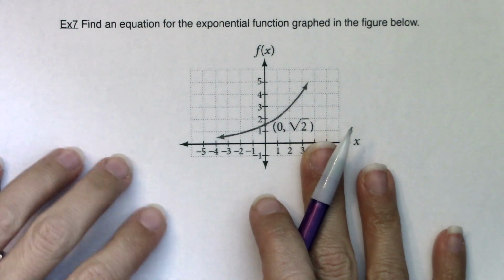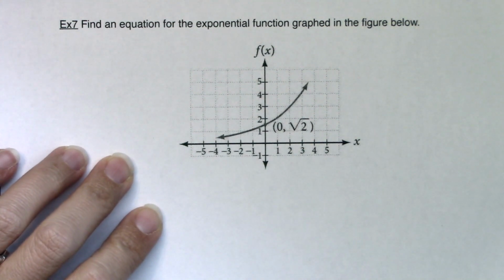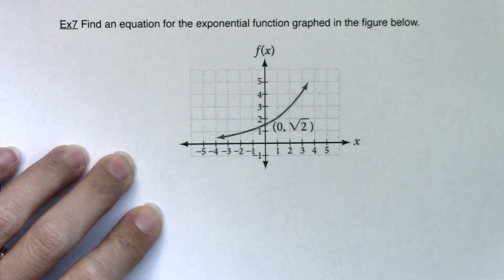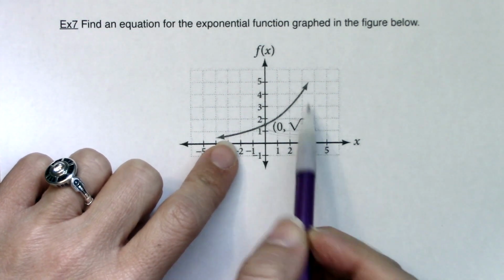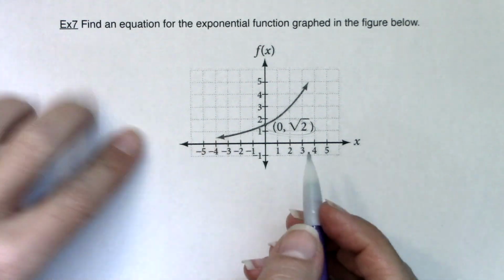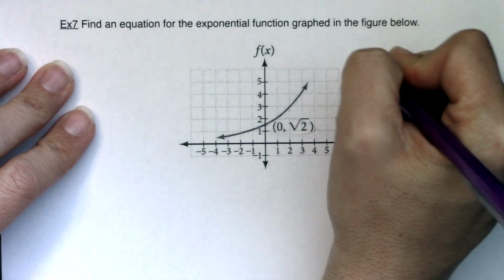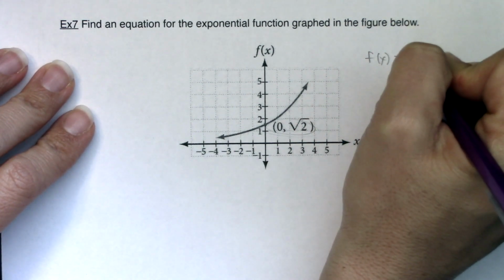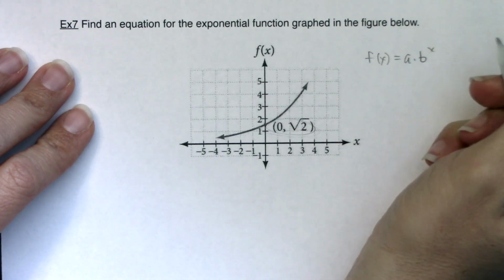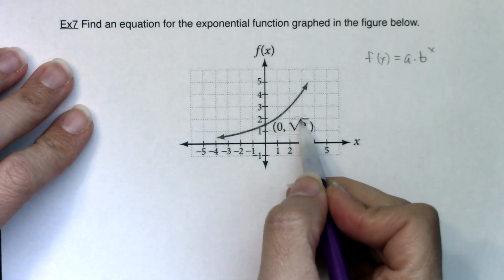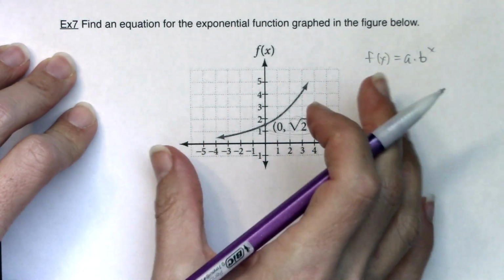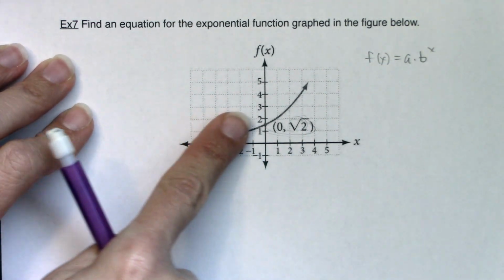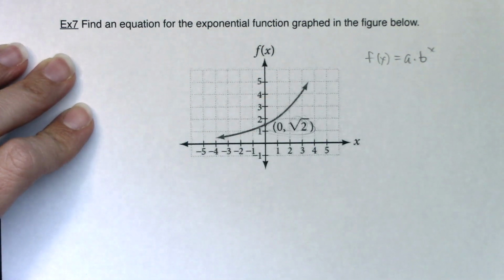Folks, let's take a look at example 7. In this case, instead of giving us two ordered pairs directly, they did give us one, but they're saying, can you find that exponential equation? We're always wondering about a times b to the x, where a is our initial value, which I can see right here with root 2, and then b is either our growth rate or our decay rate. And as I move left to right, I can see I'm increasing, so this is exponential growth.